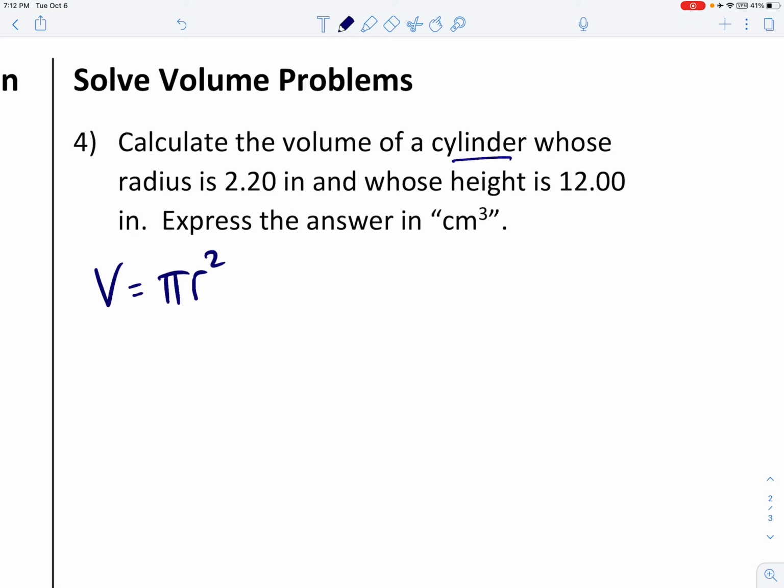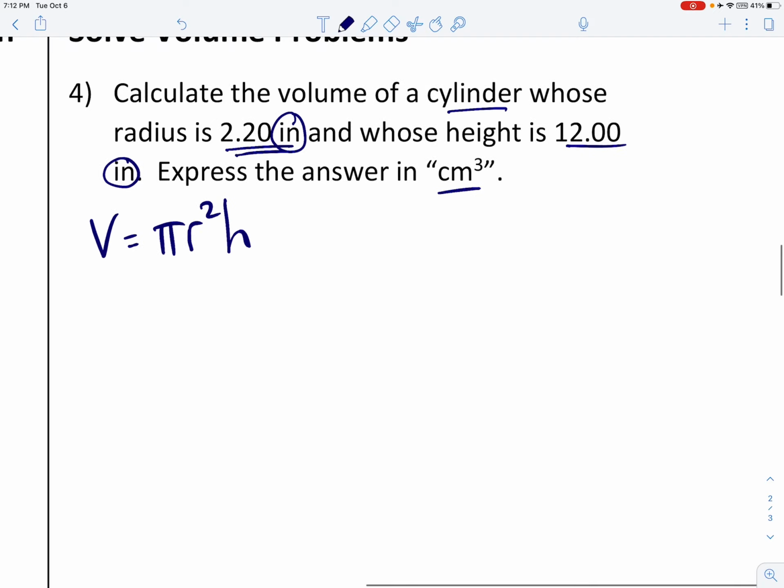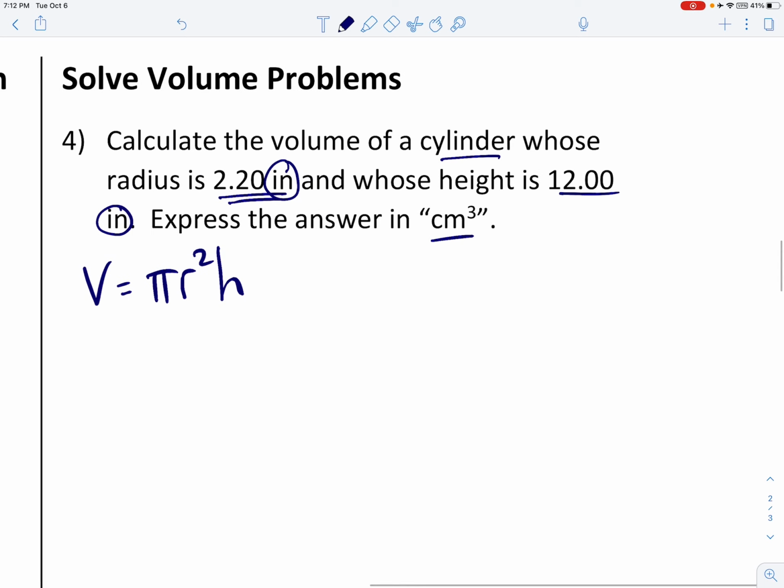So volume of a cylinder is the area of its base, which is a circle, pi r squared, times its height. The r is the radius, and in the question we're told the radius. Notice that it says it's in inches, 2.20 inches. The height is 12.00 inches. If we're going to find the volume, it will be in cubic inches. But we need to convert it at the end to cubic centimeters. So let's jump in first and get the volume in cubic inches.